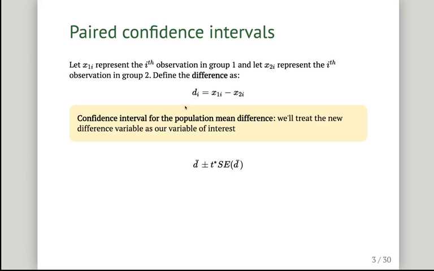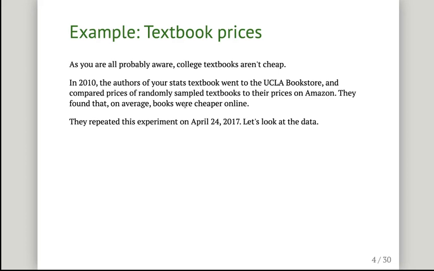Because we now, once we calculate the difference, really do just have a single variable, we can treat it just like we did in the previous section. So we can calculate a confidence interval for the population mean difference. We can do a test for the population mean difference, just like we would have with a single variable. So let's take a look at an example of this.